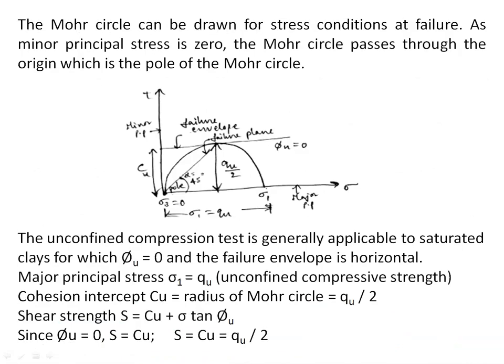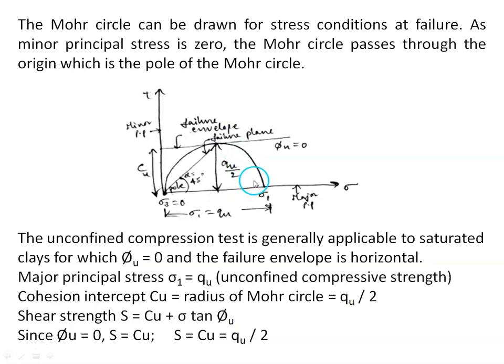So the Mohr circle can be drawn for stress conditions at failure. As the minor principal stress is 0, the Mohr circle passes through the origin, which is the pole of the Mohr circle. So we can directly plot the value of sigma 1, that is the unconfined compressive strength of the soil sample. So sigma 1 equals qu, where qu represents unconfined compressive strength. Then we can take the center of these 2 points and draw the semicircle.